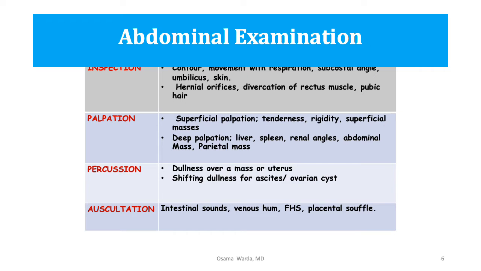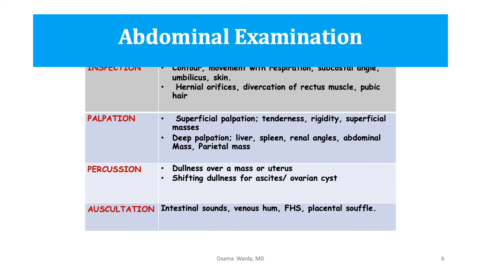And with palpation, we have two types of palpations. The first is superficial palpation for superficial tenderness and rigidity or superficial masses, and deep palpation for palpating the liver, the spleen, and the renal angles for palpable kidneys, or deep intra-abdominal mass or parietal mass.